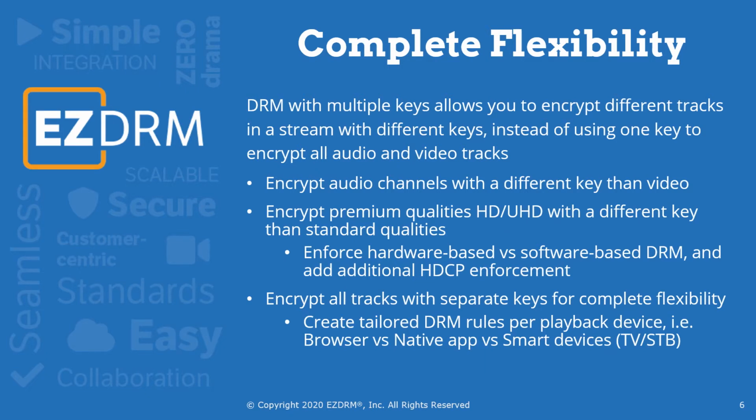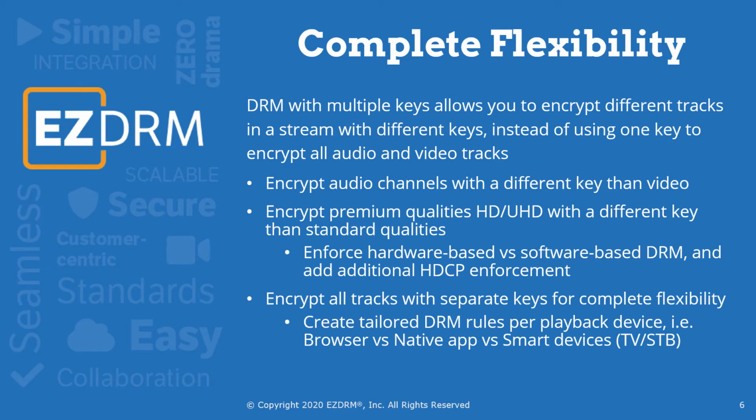So we basically say this is for complete flexibility. DRM with multiple keys allows you to encrypt your different tracks in a stream with different keys, instead of using one key to encrypt all the audio and video tracks together. You can be very simple. You can follow a rule where you're just encrypting the audio channels under one key and a different key for your video. This may be good for 80% of your content. But then you want to encrypt your premium qualities, your HD and Ultra HD, with different keys.